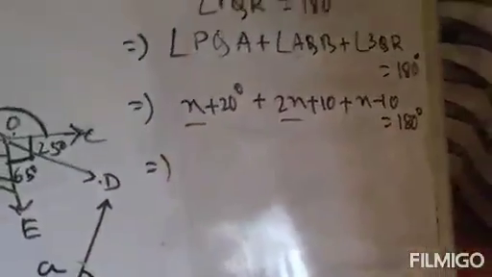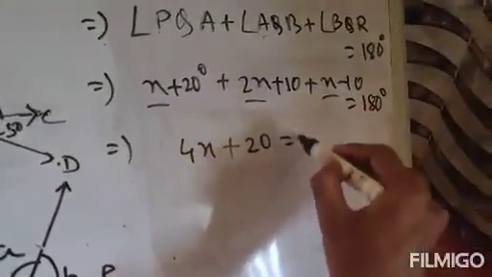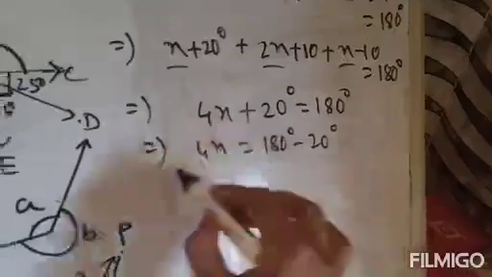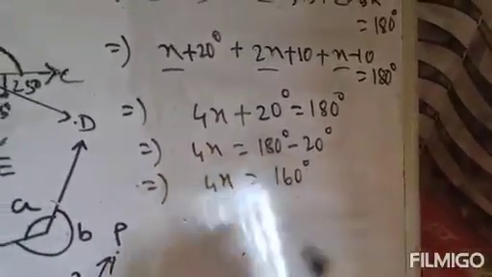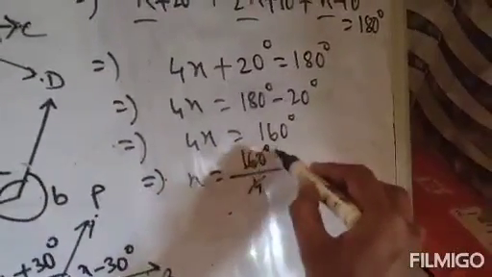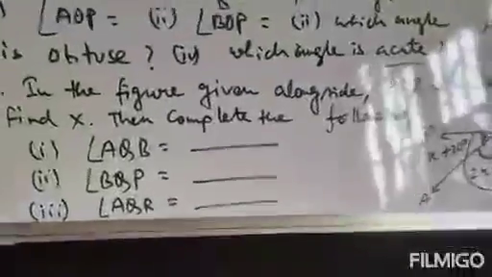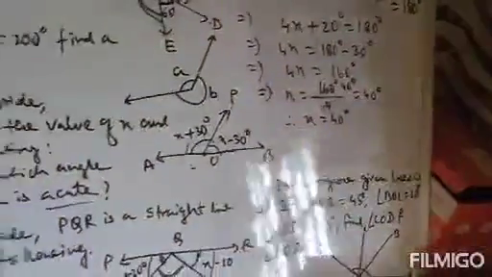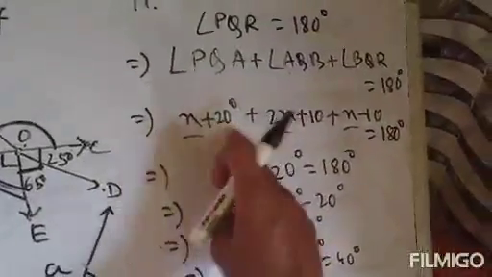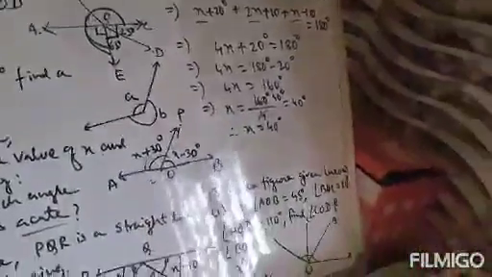Now x plus 2x is 3x, plus x is 4x, plus 20 plus 10 is 30, minus 10 is 20, equal to 180 degrees. So 4x equals 180 degrees minus 20 degrees, that is 4x equal to 160 degrees. So x equals 160 degrees divided by 4, that means 40 degrees. Therefore x is 40 degrees, that is the answer.